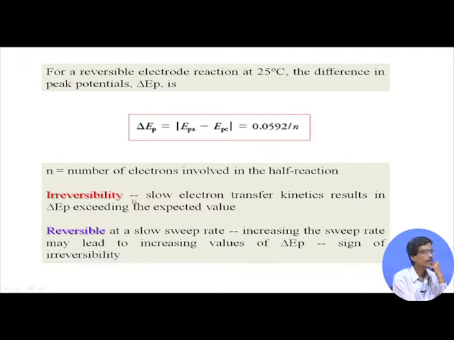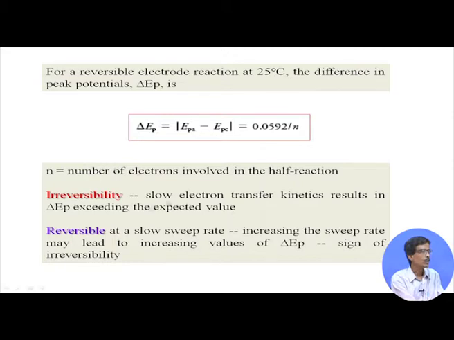Irreversibility is such that slow electron transfer kinetics results in delta EP exceeding the expected value. The expected value is 60 millivolt. If it is beyond 60 millivolt, sometimes it can be 120 millivolt, even 180 or 240 millivolt. These are the ranges we get. We consider that electron transfer is there, but it is an irreversible electron transfer, because it can go only for oxidation or only for reduction.